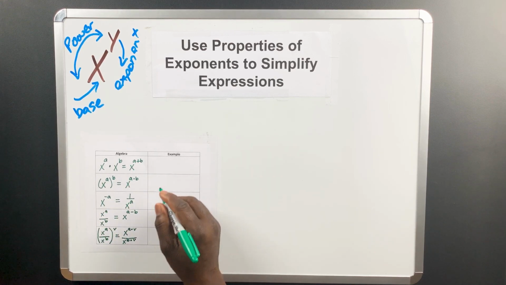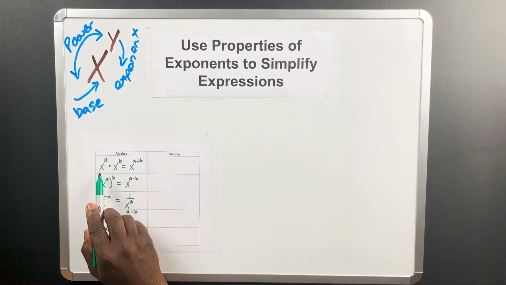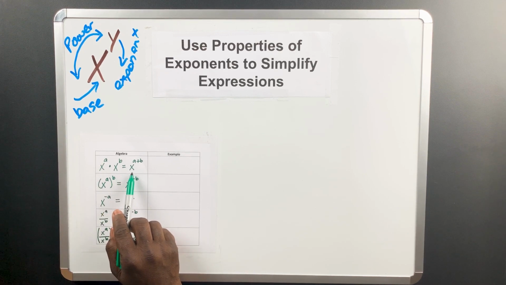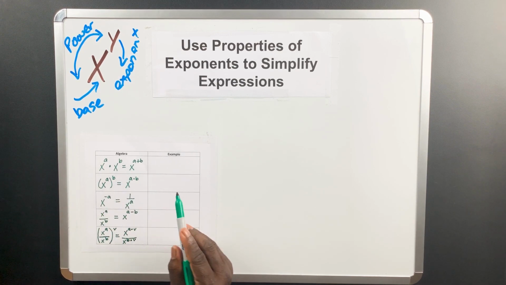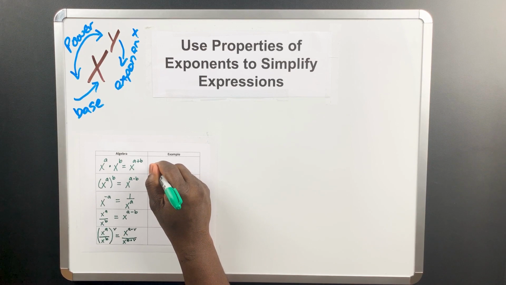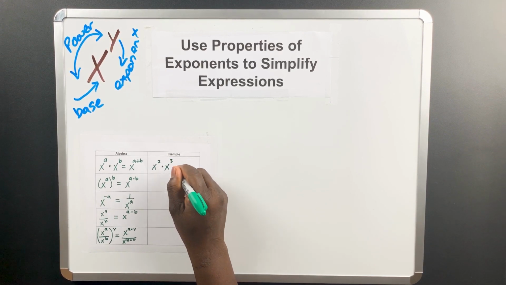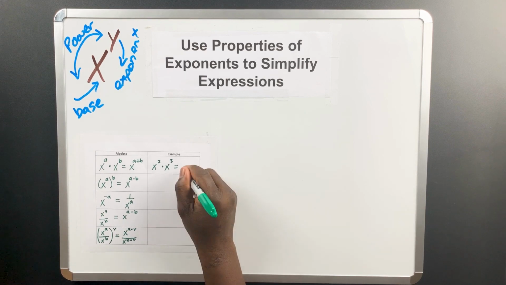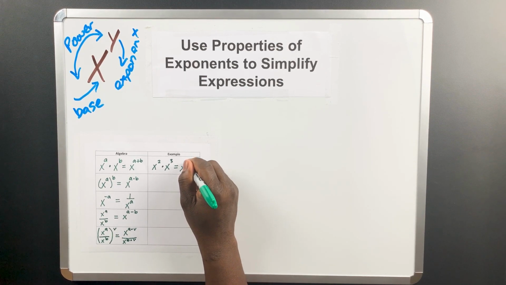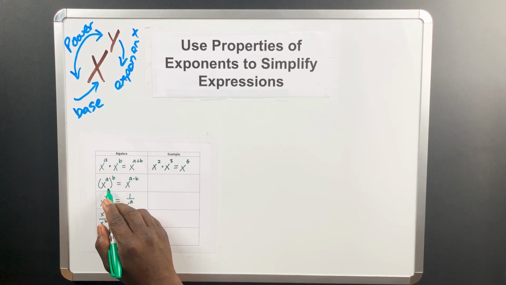Now, let's look at some examples of these properties. When we are multiplying powers with the same base, it says we keep the base and add the exponents. So if I have x to the second power times x to the third power, we're going to keep the base and add the exponents. So that 2 plus 3 becomes 5.